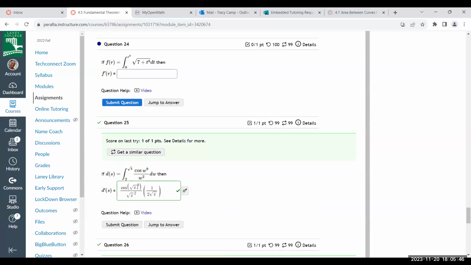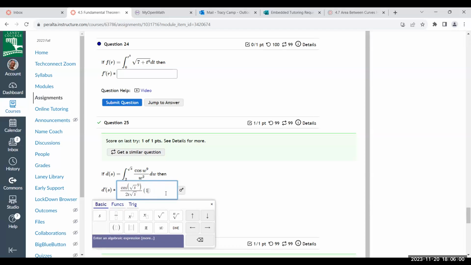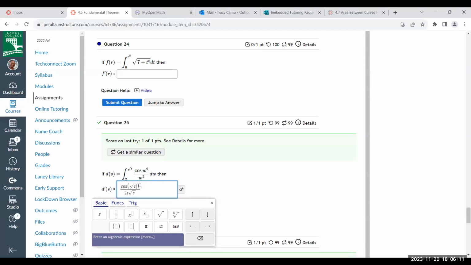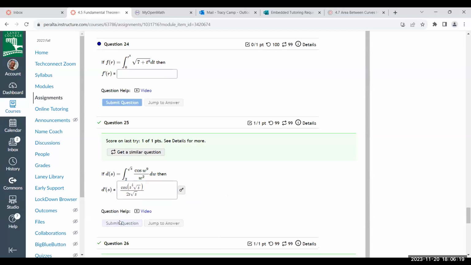Let's see, simplified, 2 s root s in my denominator. And then my numerator, cosine of s to the 4th root s. And it took that too. So whichever version you prefer, you go ahead and do.